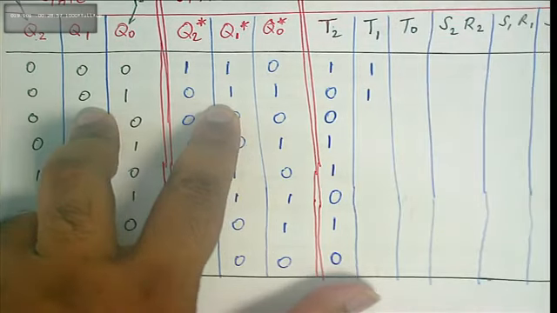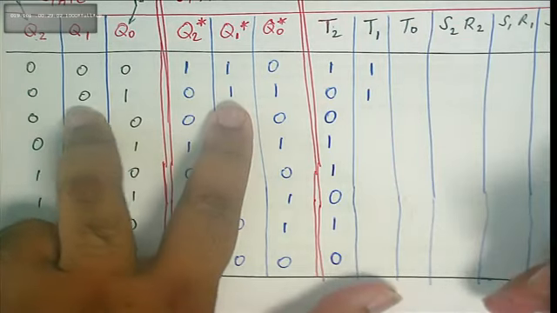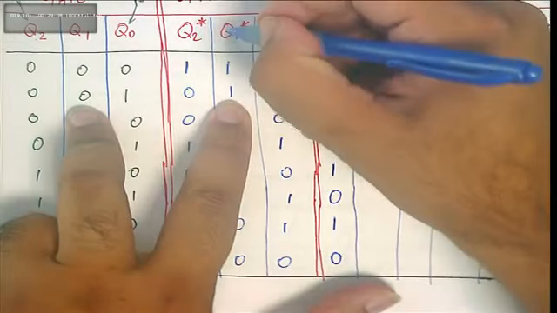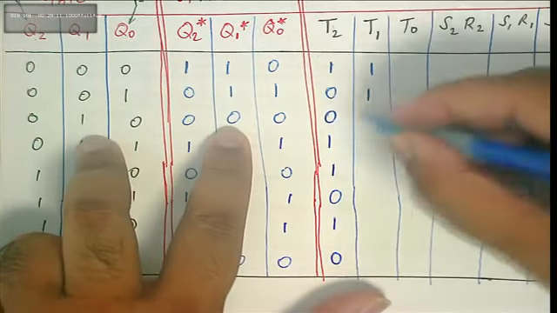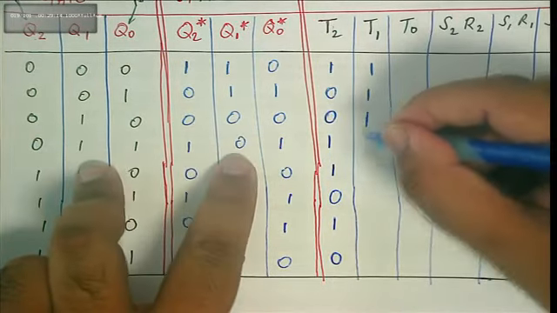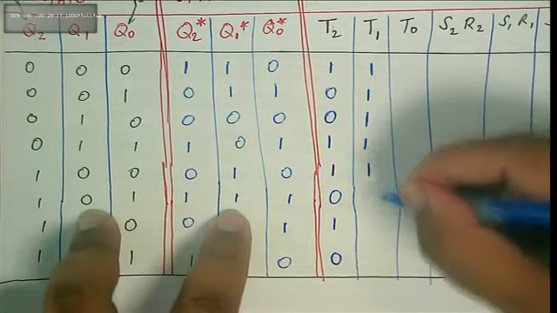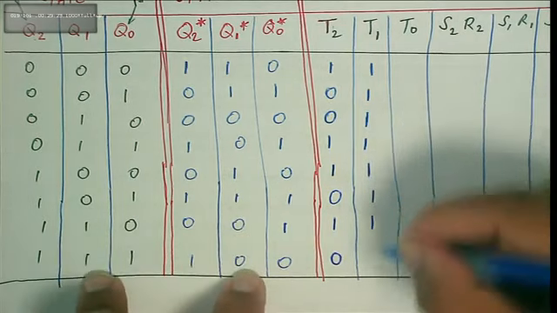I'm looking at the excitation table which you have just copied into your exercise book. But look at where my two fingers are. 0, 1 gives you a 1. Your current state and your next state, you have to fuse it together. Q1 to Q1 star. 1, 0 gives you a 1. 1, 0 gives you a 1. 0, 1 gives you a 1. 1, 0 gives you a 1.